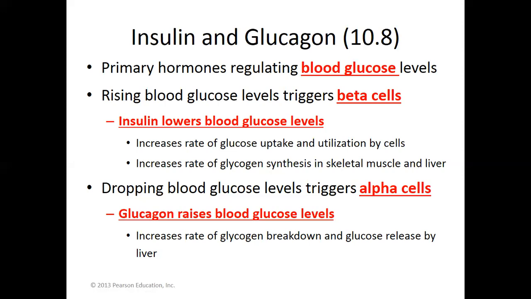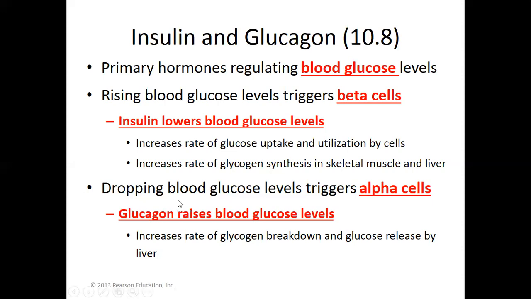Insulin binds to receptors on almost, but not all, almost all cells in the body. And that's a signal to that cell that glucose is available in the blood and can be taken up into the cell and be used to make energy, ATP. So insulin increases the rate of glucose uptake and utilization by cells, but it also increases, because there's more glucose available, glycogen, the storage form of glucose, can be synthesized in skeletal muscle and liver.